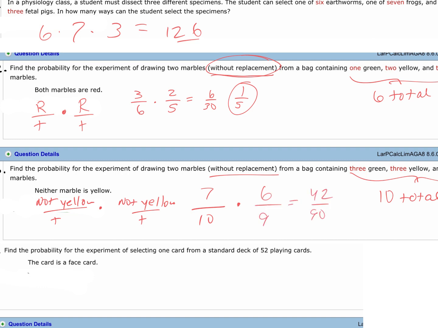If you leave it as 42 over 90, you're going to get points off. Simplify, especially since you're using calculators. 6 goes into both of these, right? 7 over 15.